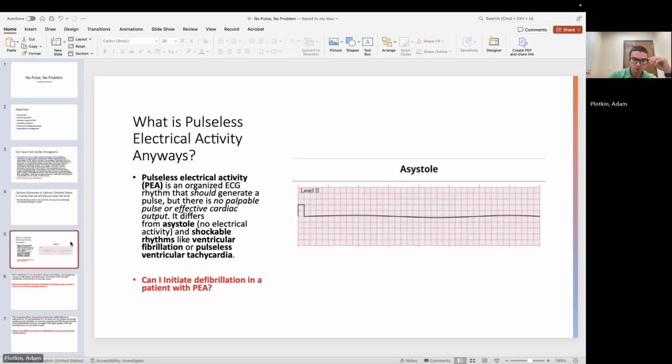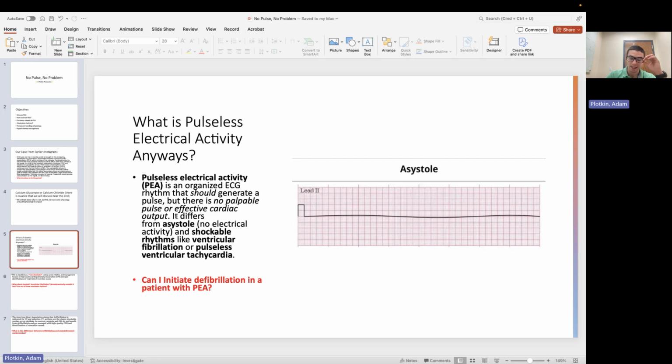Okay, so what is PEA anyway? PEA is an organized EKG rhythm that should generate a pulse, but there's no palpable pulse or effective cardiac output, okay? So the EKG will look normal, or at least you'll see something on the EKG, but the patient isn't gonna have a pulse, or they're not gonna have cardiac output. This differs from asystole, which I showed you on this EKG strip, where we literally don't see any electrical activity in these patients at all, okay?